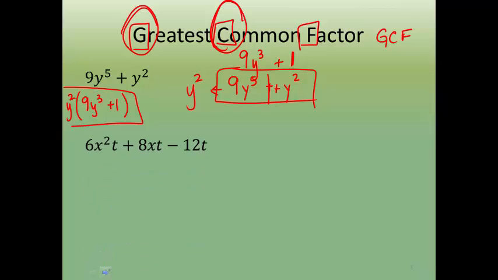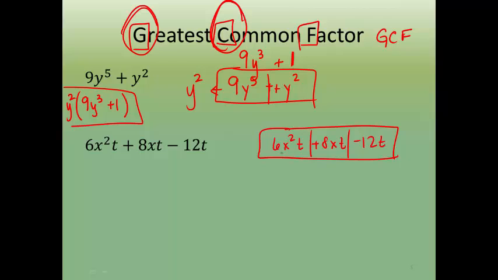Let's try another one. So once again, I'm going to start by placing this into that grid. So I have 6x squared t plus 8xt minus 12t. And what I realize is that I'm going to have a trinomial times a monomial, because that's how big this is. And if I look within all of these, they can all be divided by 2. So I'm going to be able to pull out a 2, and they all have a t in common. So 2t is my GCF.